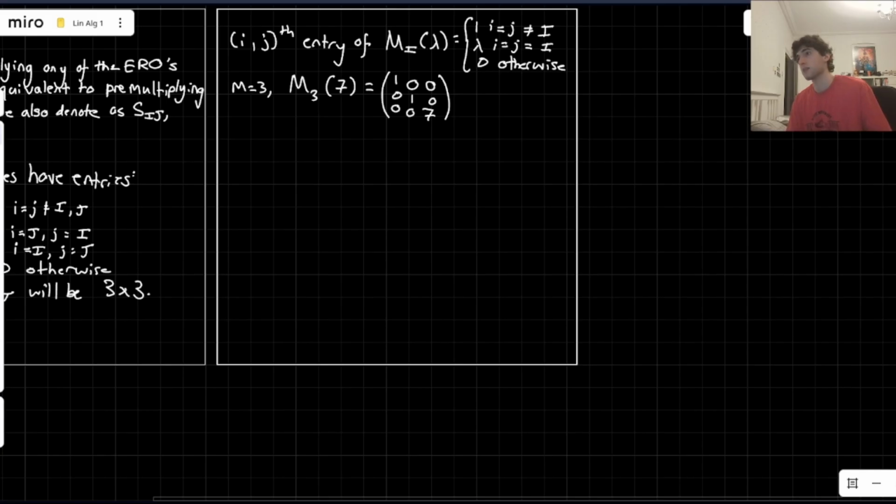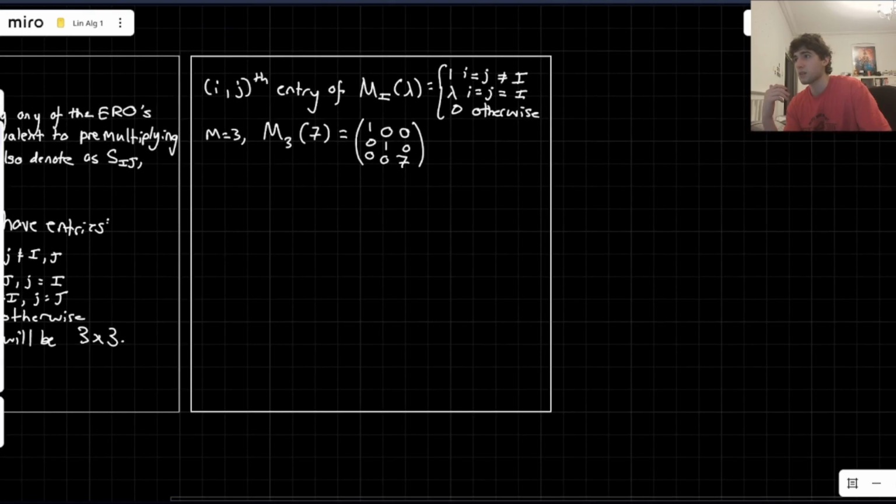So effectively, capital M subscript 3 of 7, in the case where lowercase m is equal to 3, is going to look exactly like the identity matrix, but instead of having a 1 in the position 3 3, you'll have lambda, so a 7 in this case, right? So it looks like this, and effectively, when you multiply this matrix by any 3 by n matrix A, you're going to be scaling up the third row of A by a factor of 7. So multiplying each of the entries in the third row of capital A by 7.